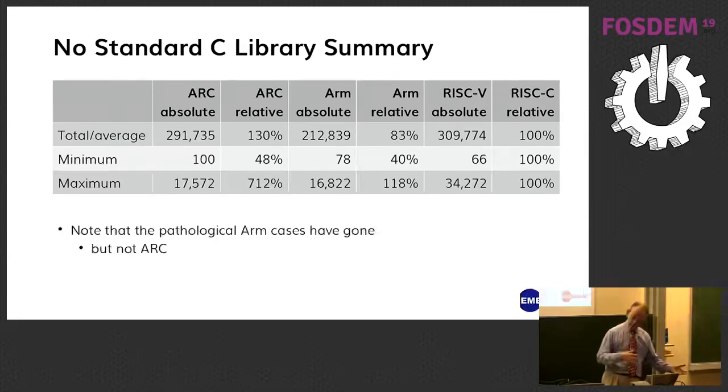The problem hasn't gone away for ARC. Its worst program is 7 times as big as its equivalent RISC V program. And we see now ARM is starting to look really quite good. It's 17% better than RISC V.